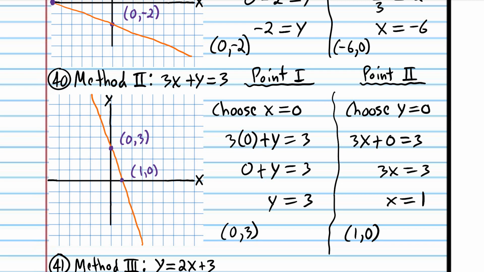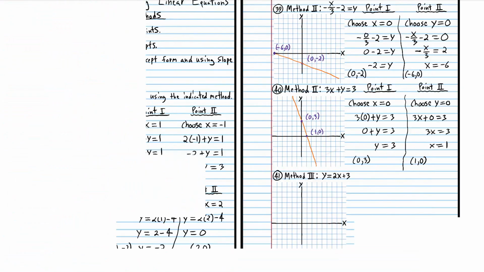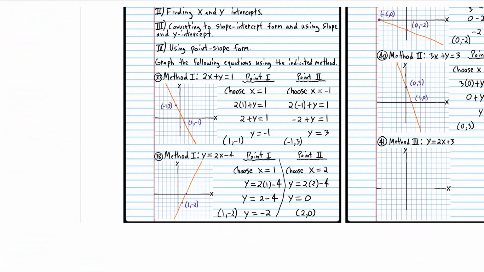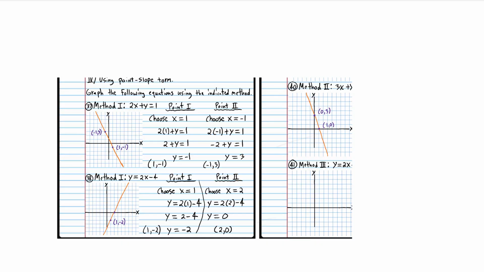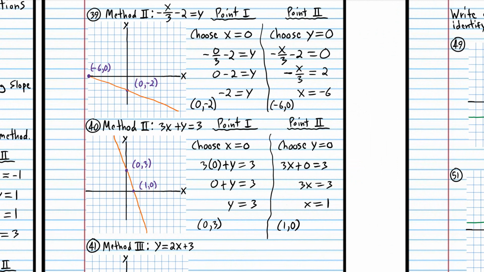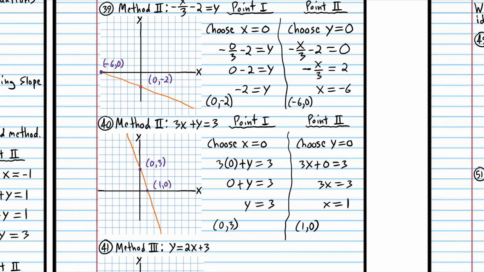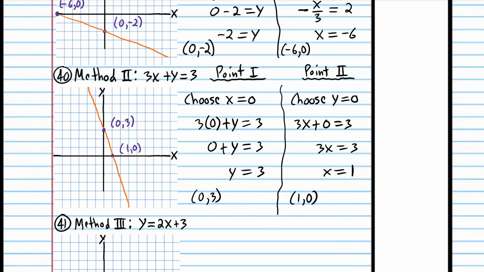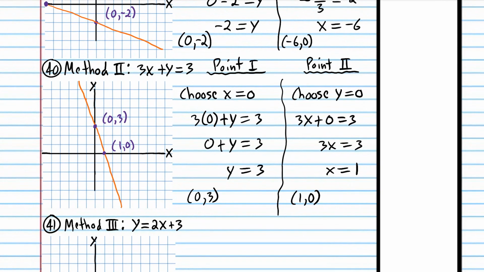So if your line looks something like that, good job. Remember, for the previous method, you could use any points as long as they're in the window. But for this method, you can't use any point. You have to use these special points. So in the problem you just did, you have to have (0, 3) and (1, 0). You can't have any other points. So in the homework, when I tell you to use the x and y method, you have to have those particular points.